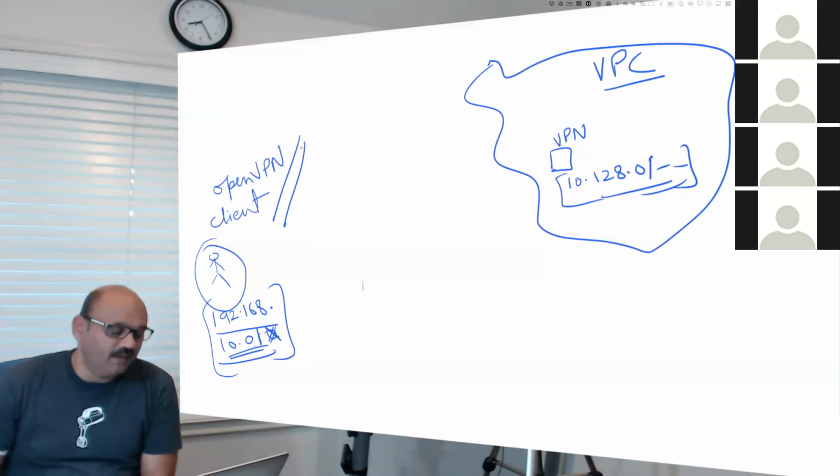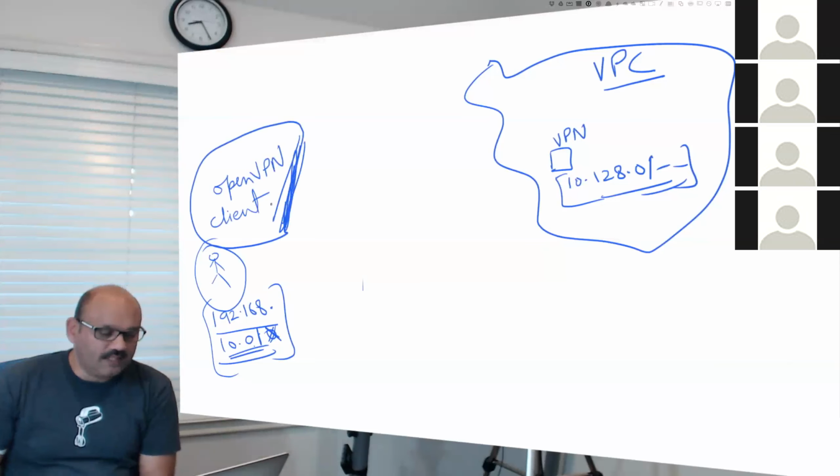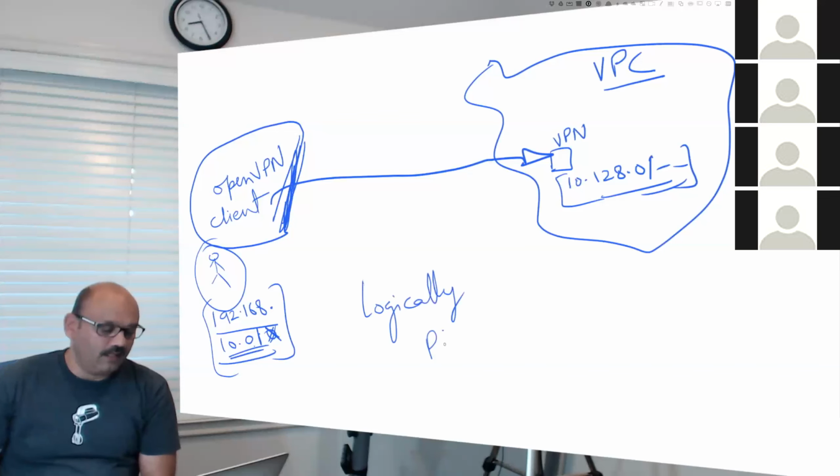So what I want to quickly make sure I clarify is that this OpenVPN client needs to connect to this OpenVPN server, thereby, and listen to this very carefully, thereby logically placing Nilesh inside the VPC.